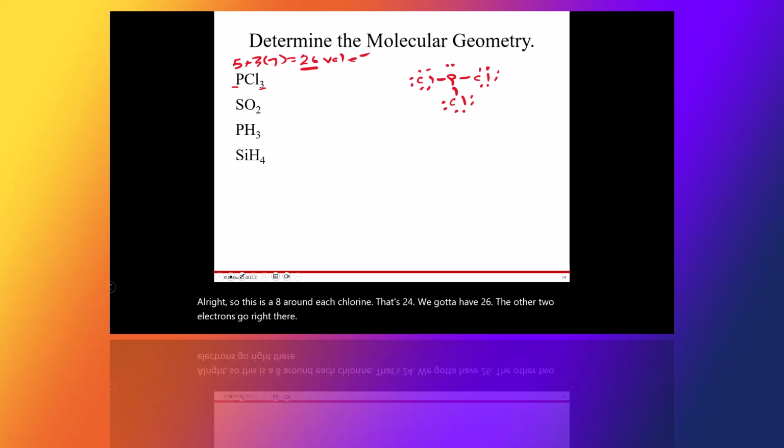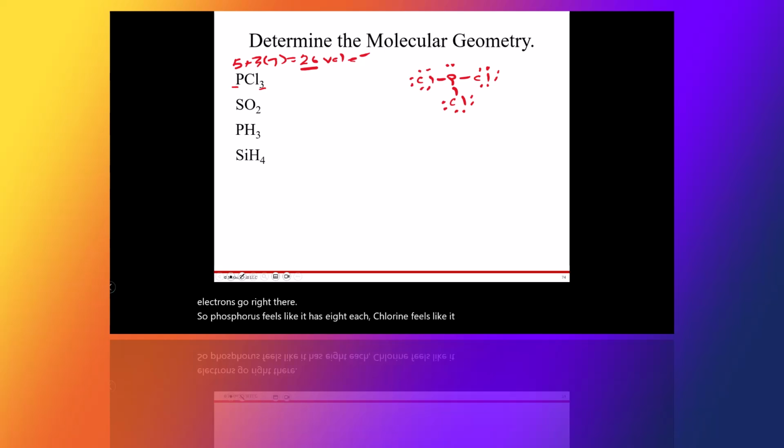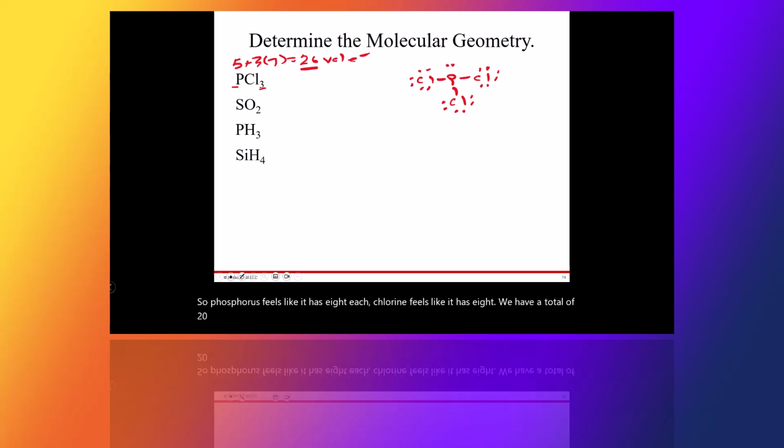So phosphorus feels like it has 8. Each chlorine feels like it has 8. We have a total of 26 valence electrons in the system, so we know that's the proper Lewis structure. Now we apply VSEPR theory to this.